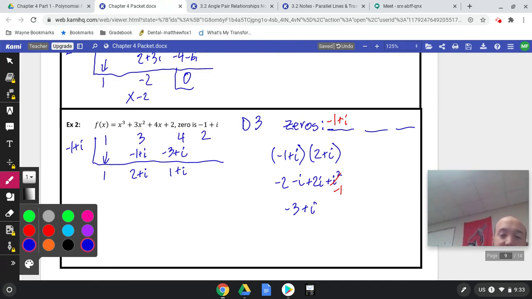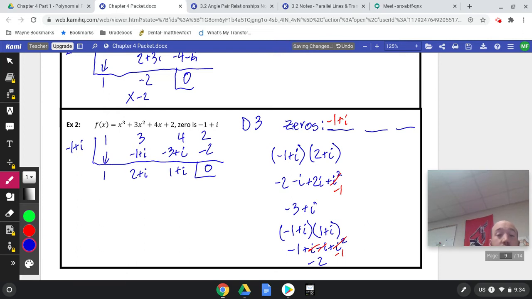And unfortunately, we do have to multiply it again. So remember, negative 1 plus i times that 1 plus i. We'll get negative 1 at the front plus 1i minus i plus i squared. And these will cancel out. This becomes negative 1. So when we add negative 1 and negative 1, we get negative 2, which is good because that tells us we did it correctly. We have 0.